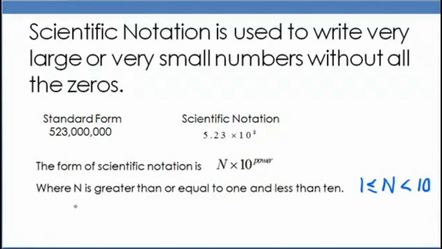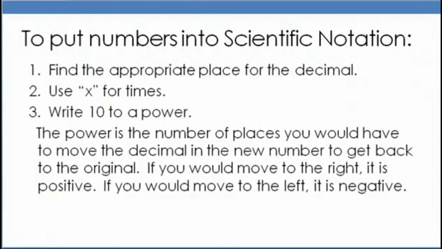The number is greater than or equal to 1 and less than 10. Or another way to say it is it always has one non-zero digit on the left of the decimal. To put numbers into scientific notation, step 1, find the appropriate place for the decimal. Step 2, use the X for times. Step 3, write 10 to a power.